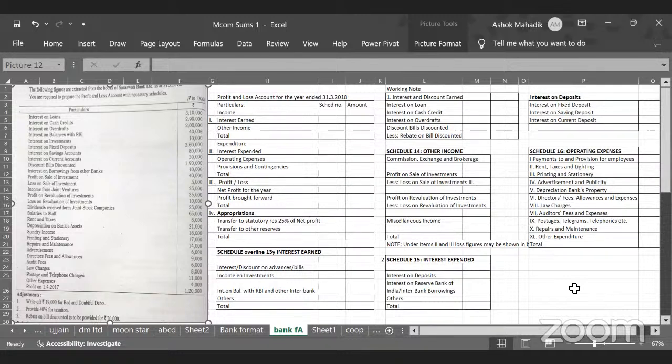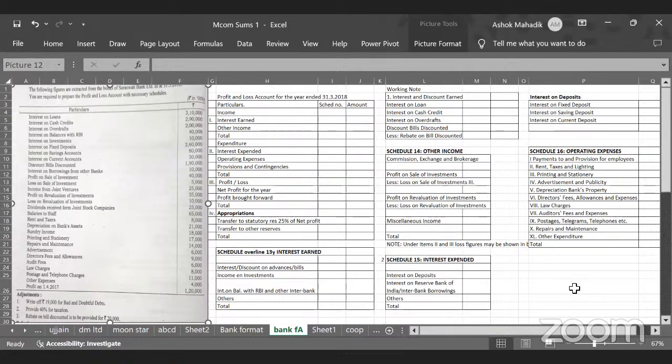Okay, so we'll do markings. Let us start with it. First item is interest on loans. We give loans, so we charge interest to our customers. So this is our income. So specifically for all the interest incomes, we have schedule number 13. So this will go to schedule number 13.